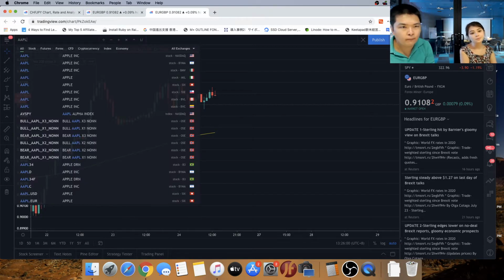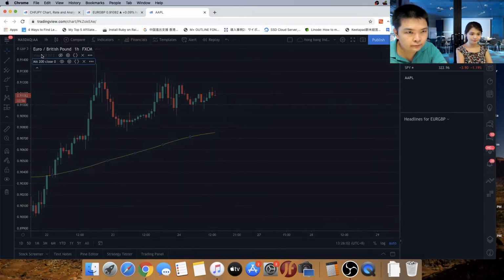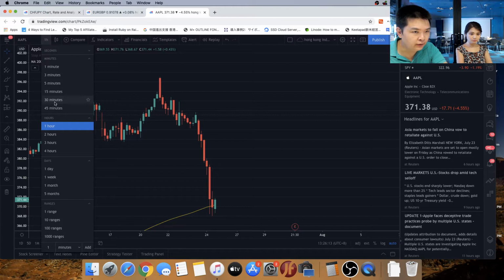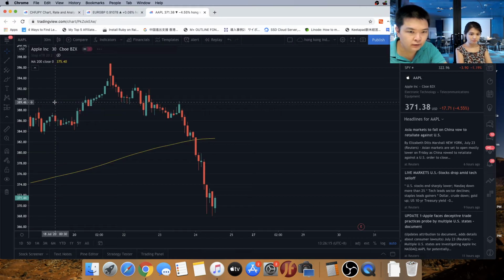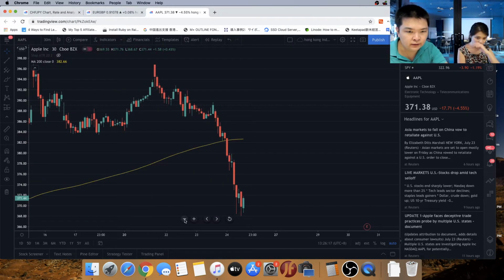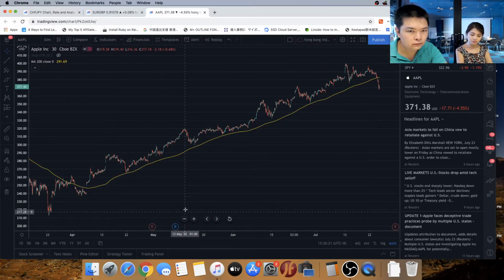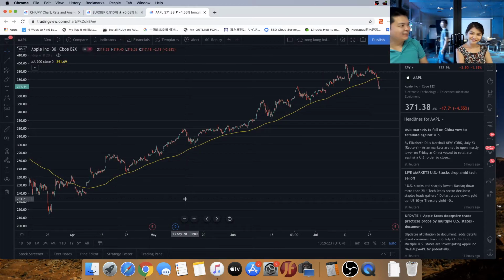Apple, okay? And then if you minimize it, you change the chart from 1 hour to the 30-minute chart, okay? And then you minimize it. What do you see here? It goes with the trend. Correct. It fits the trend.